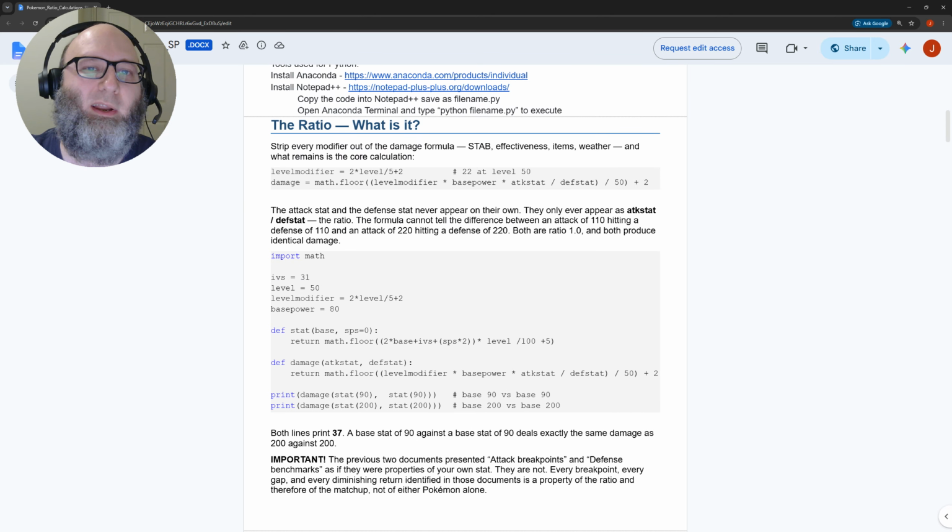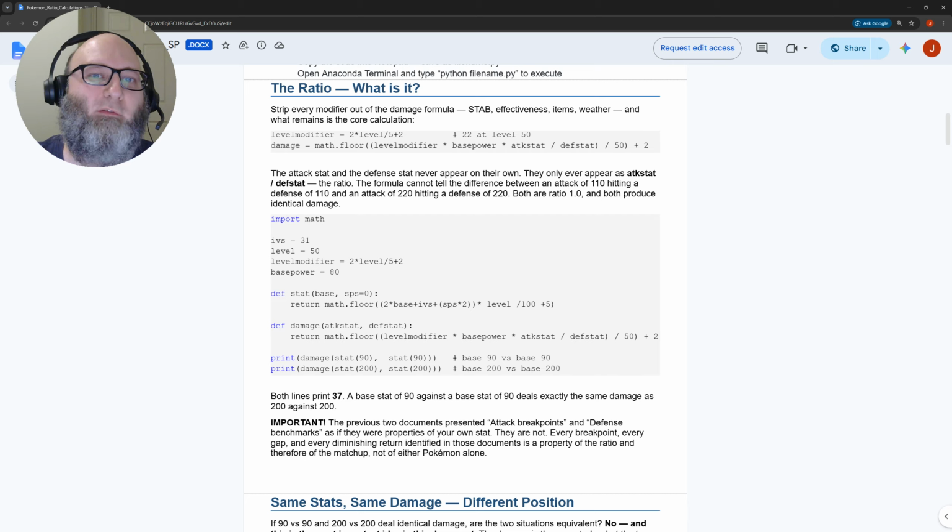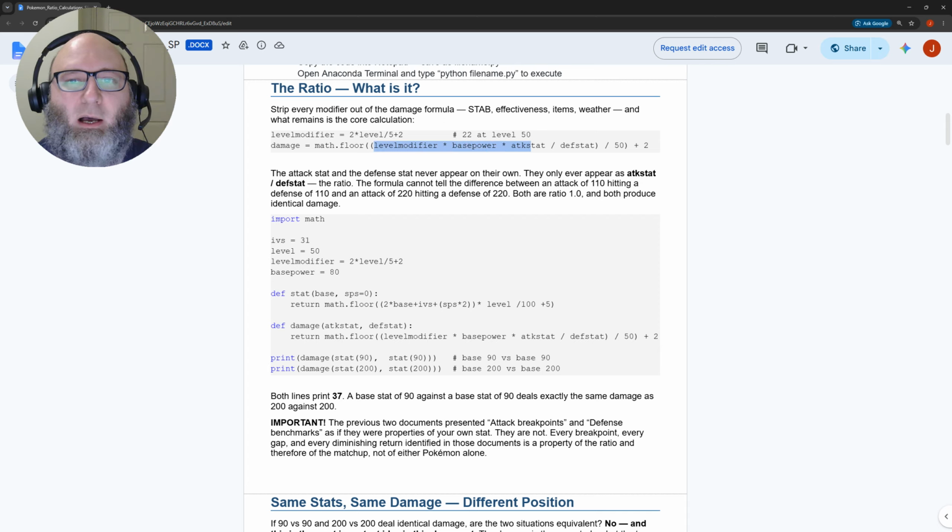First question, the ratio. What is it? So if you strip every modifier out of the damage formula, STAB, effectiveness, item, weather, what remains is just the core calculation, which is this level modifier, which will always equal 22 at level 50. And then this damage calculated, which is the level modifier, base power, attack divided by defense, divided by 50 plus 2. So the attack stat and the defense stat never appear on their own. They only ever appear as attack stat over def stat, the ratio.